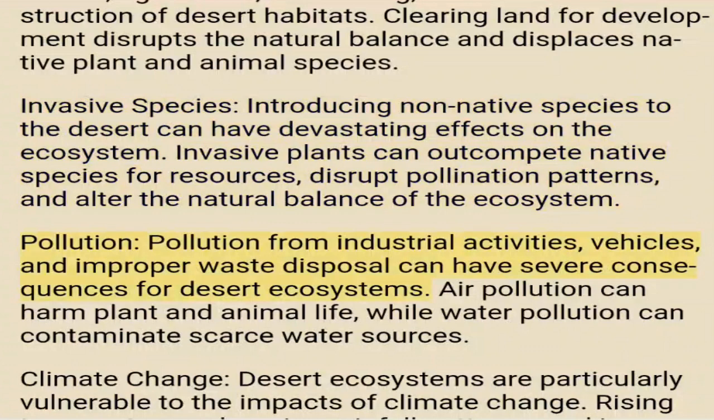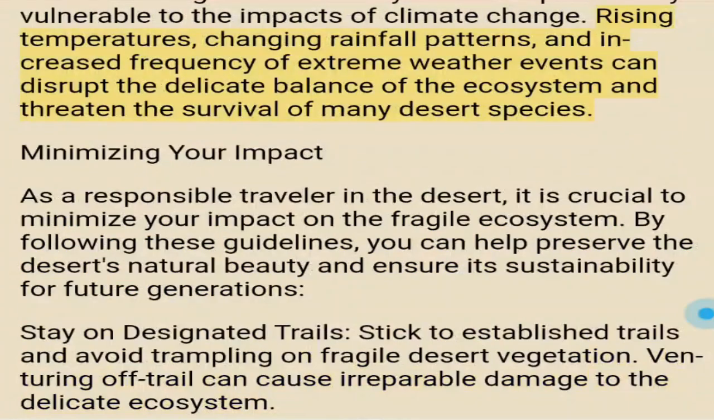Pollution. Pollution from industrial activities, vehicles, and improper waste disposal can have severe consequences for desert ecosystems. Air pollution can harm plant and animal life, while water pollution can contaminate scarce water sources. Climate change. Desert ecosystems are particularly vulnerable to the impacts of climate change. Rising temperatures, changing rainfall patterns, and increased frequency of extreme weather events can disrupt the delicate balance of the ecosystem and threaten the survival of many desert species.